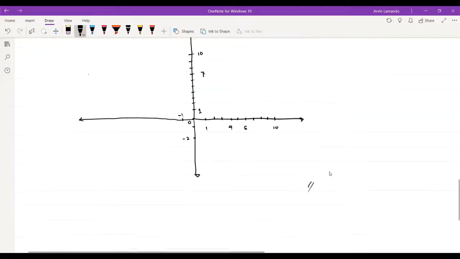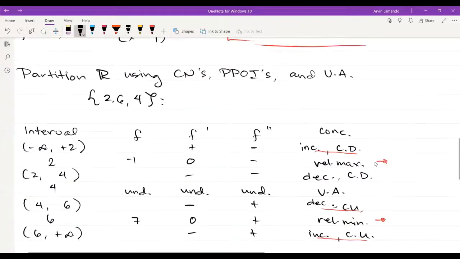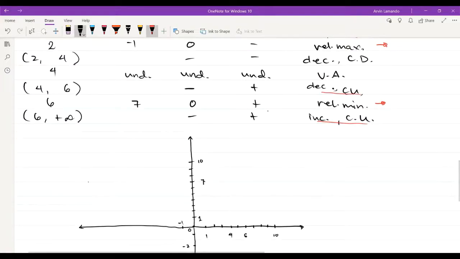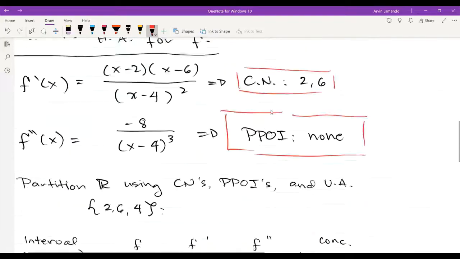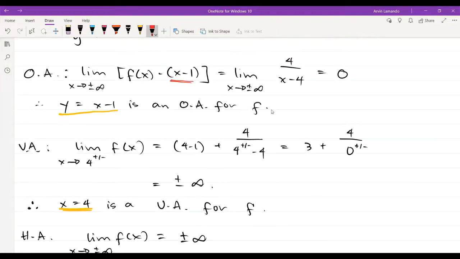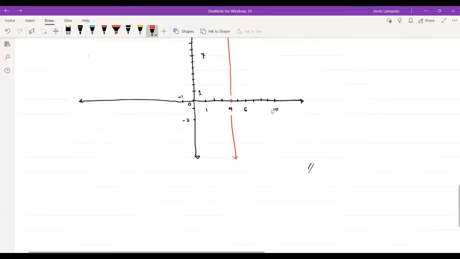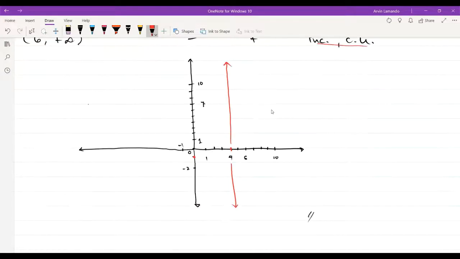I have also prepared a coordinate system where we will draw the graph of f using the information from the table of signs. We know that x equals 4 is a vertical asymptote for f. Also, y equals x minus 1 is an oblique asymptote for f. When x is equal to 0, y is equal to negative 1. When y is equal to 0, x is equal to 1. So we have the following oblique asymptote.